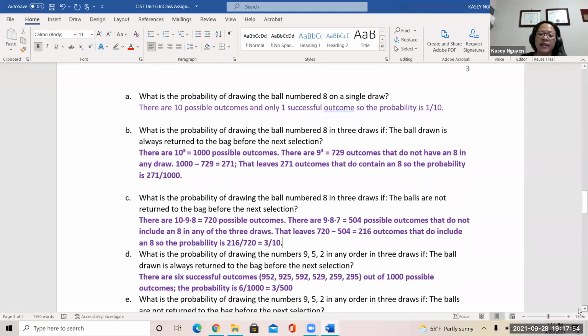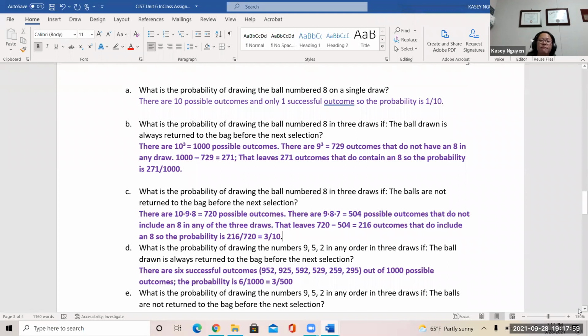So then we're going to look at the next one, D. What if you want to draw the number 9, the 5, and the 2 in any order? And every time that you draw the ball, you're going to put them back. Just like the dice exercise that we did earlier, you're going to have to take a look at the combinations of 9, 5, 2. So I would have a 9, 5, 2, a 9, 2, 5, a 5, 9, 2, a 5, 2, 9, a 2, 5, 9, and a 2, 9, 5. That will give us 6 combinations for the numbers 9, 5, 2 in any order. And this is a combination because order does not matter.